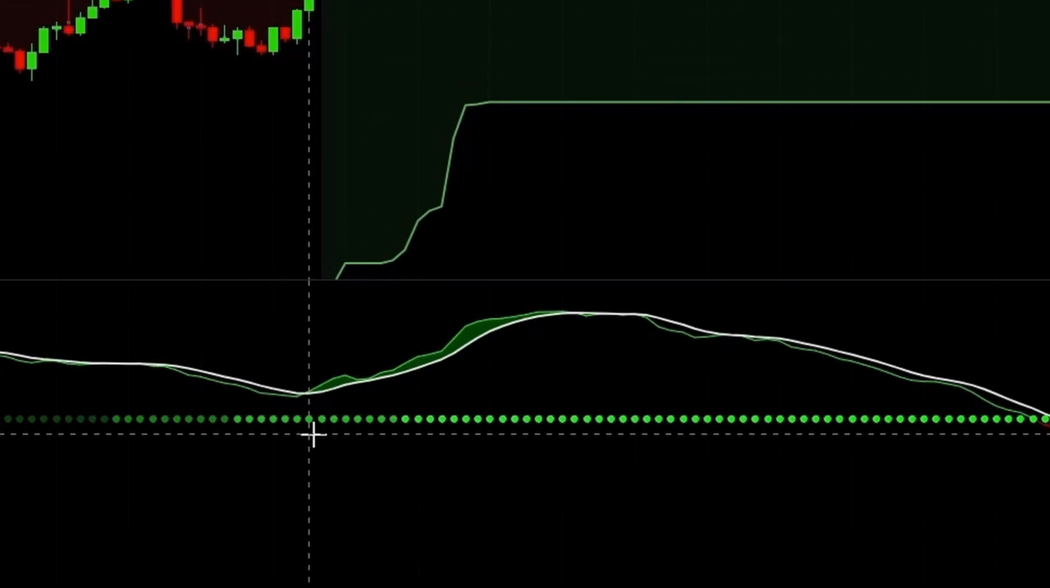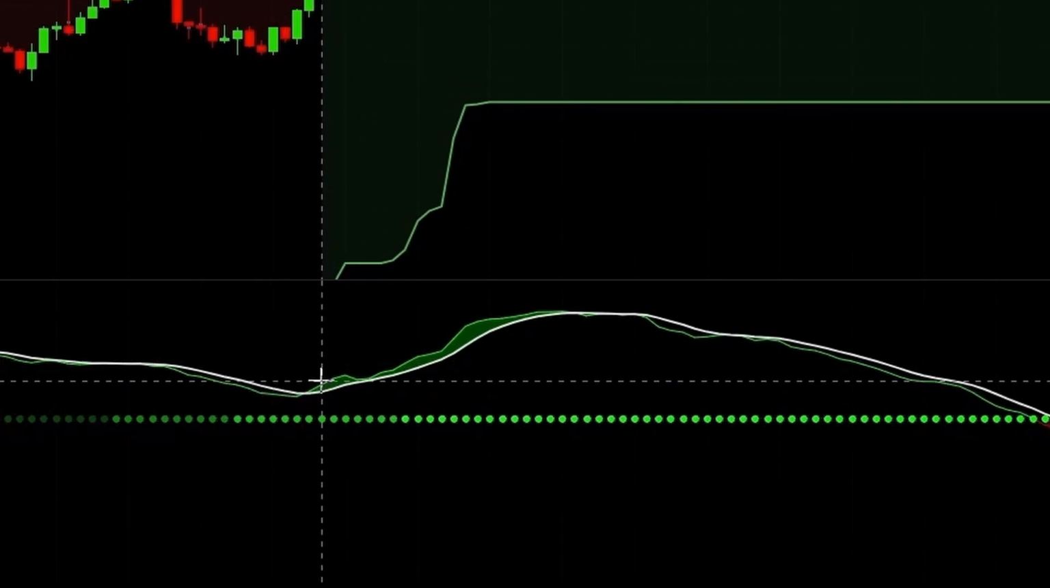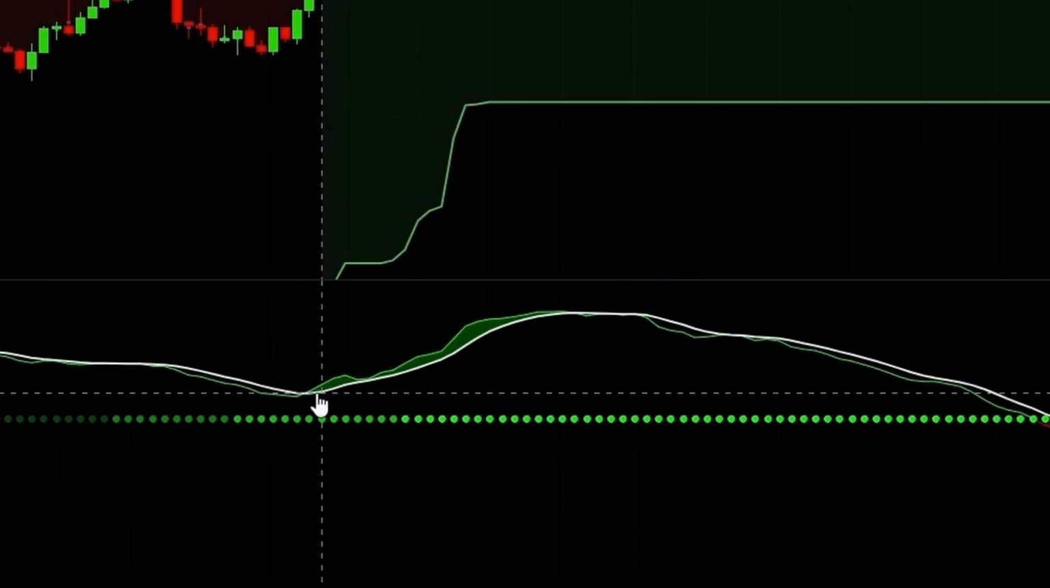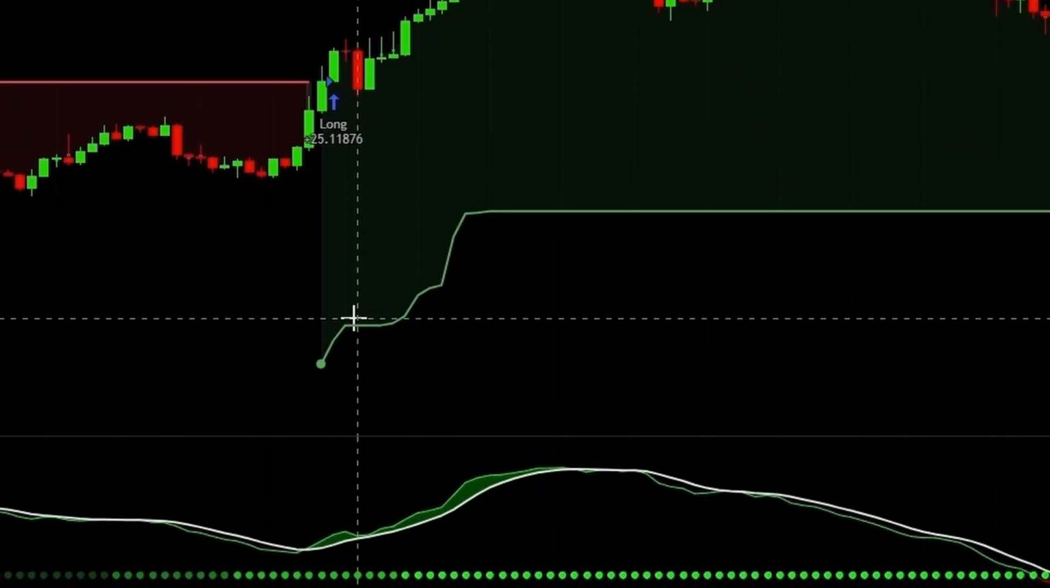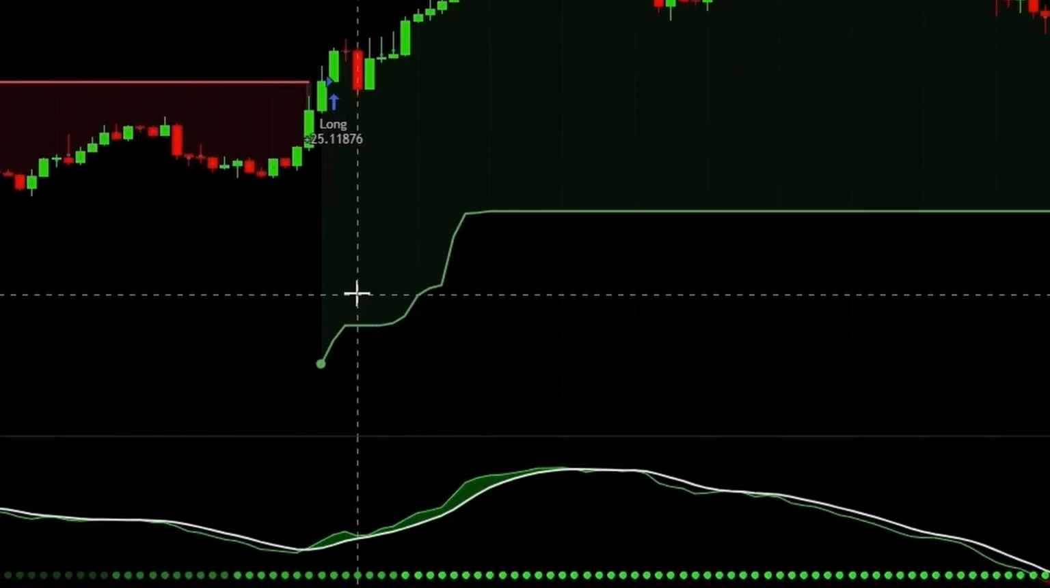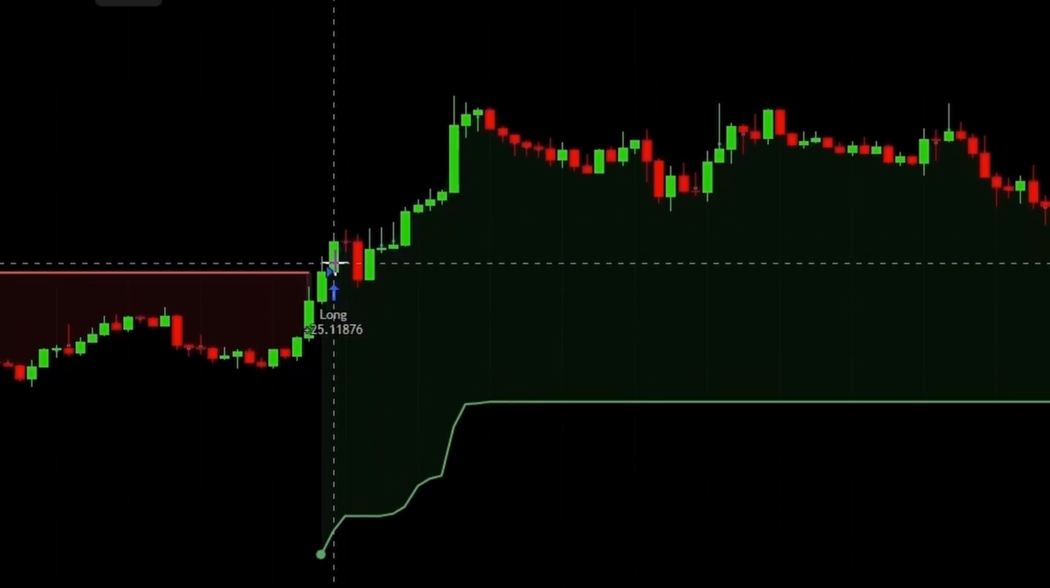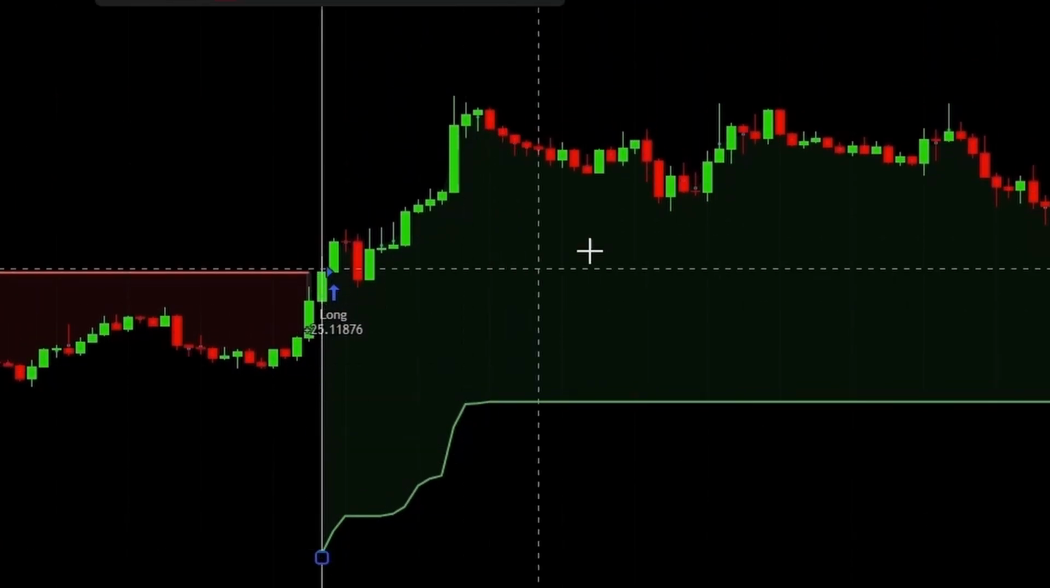So for a valid long entry, first you need to see that on the VPF the green line is above the white line and it prints a bright green dot. These color dots are not valid entries, but these are. Besides that, for a valid long entry the super trend needs to be green, which is the case here, so this is a valid long entry signal.